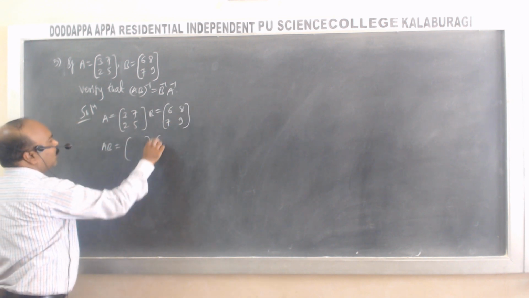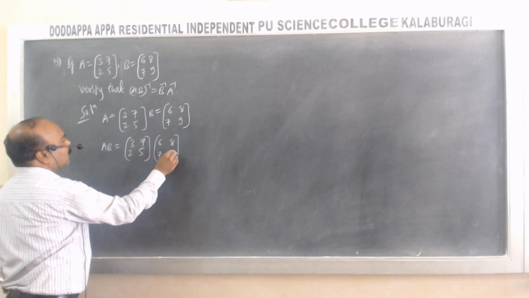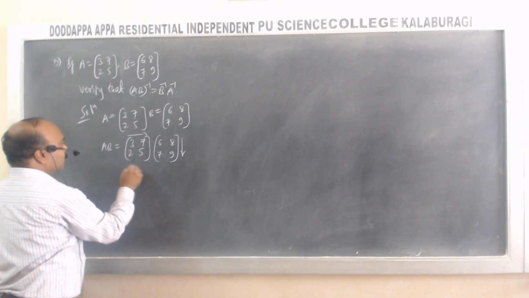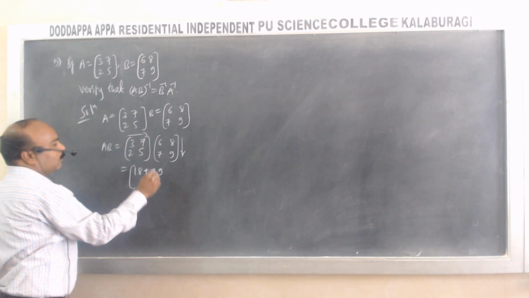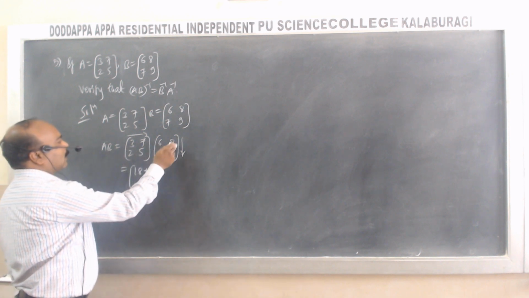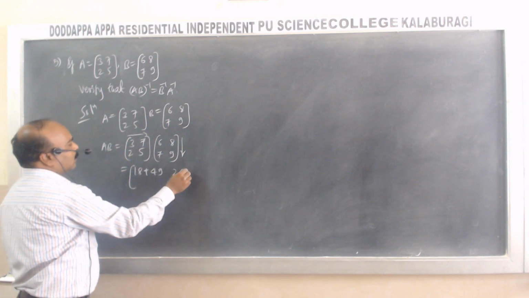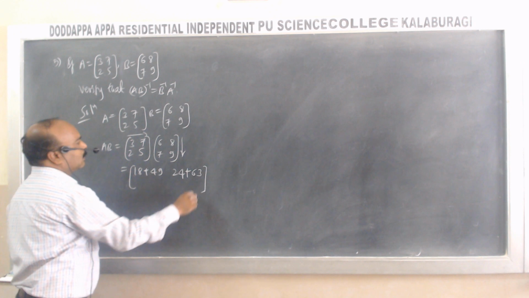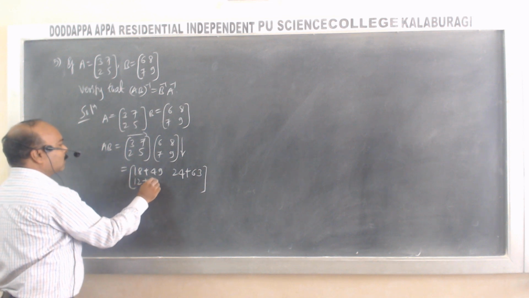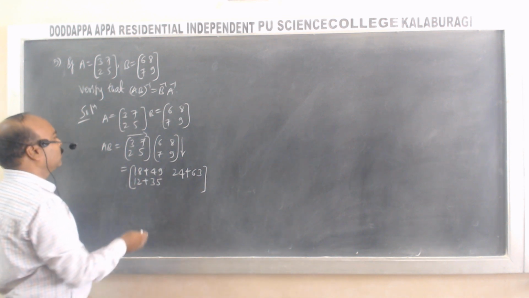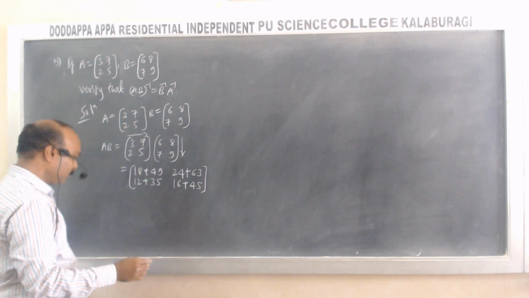AB is the product of these two matrices, [3 7; 2 5] and [6 8; 7 9]. Now we start multiplication. It is 3 into 6, 18, plus 7 into 7, 49. Next, second column: 3 8s are 24 plus 7 9s are 63. Next, second row with first column: 2 6s are 12 plus 5 7s are 35. Next, 2 8s are 16 plus 5 9s are 45.